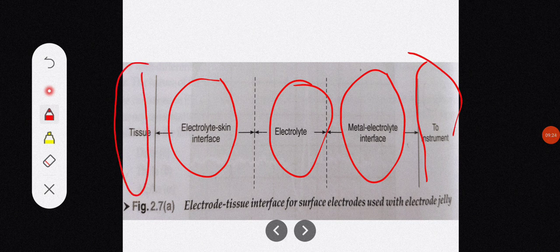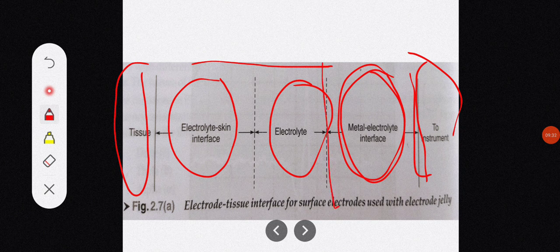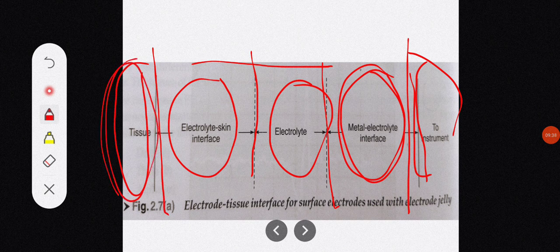We have applied the electrolyte gel, and this represents the metal, because we will be using a metal electrode. This represents the metal electrolyte interface, this is the electrolyte, this represents the electrolyte skin interface, and this is the human body. The behavior of the electrode will depend upon all these three factors, so we will be discussing these three factors one by one.